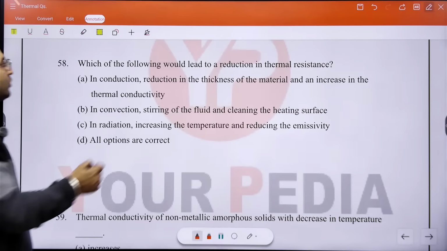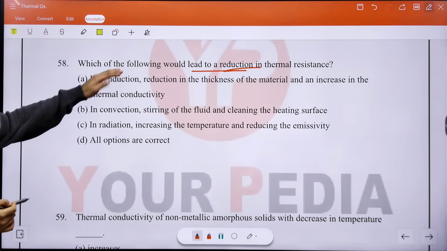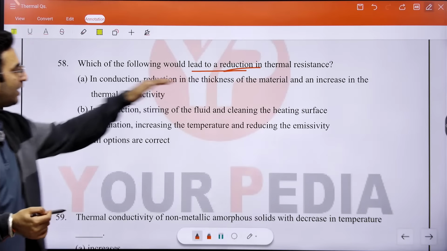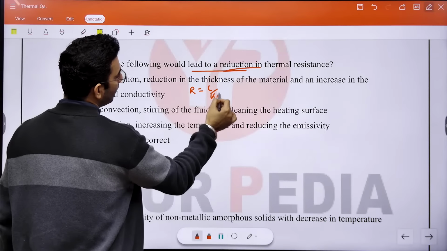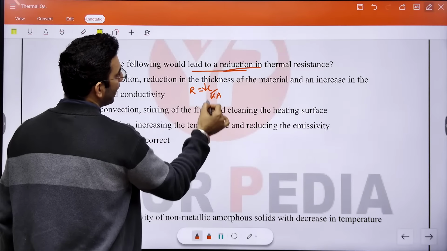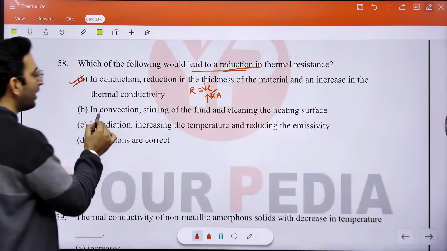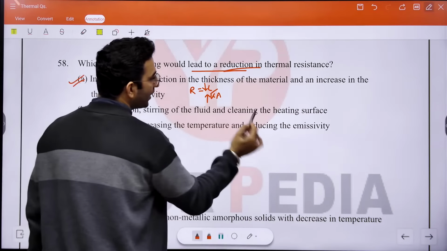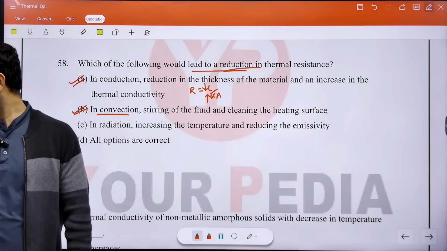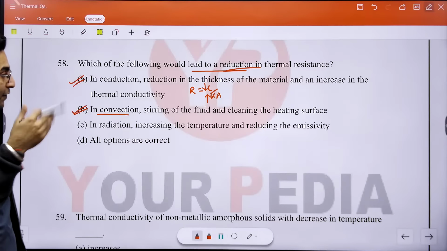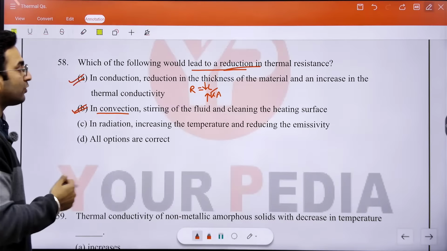Next part. Which of the following lead to the reduction in the thermal resistance? In conduction, reduction in the thickness of the material and increase in the thermal conductivity. You can see L upon KA. So decrease in thickness and increase in thermal conductivity is going to decrease the thermal resistance here. In convection, stirring of the fluid and cleaning the heating surface is also going to decrease the convection resistance here. Heat transfer is going to get efficient. In radiation, increasing the temperature and reducing the emissivity, that is also a correct one here.